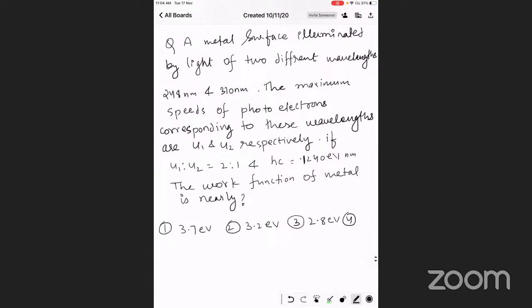Option 1. And you are correct. Very good. Now this question is from IIT Advanced 2014.